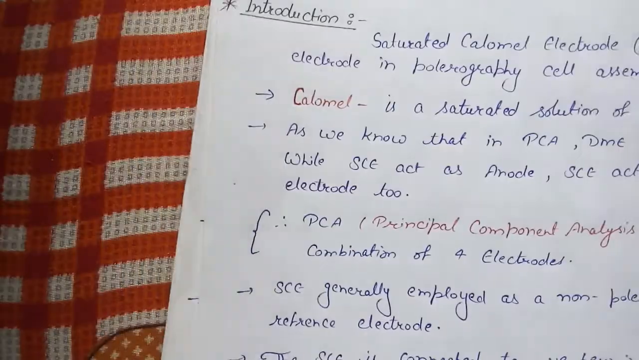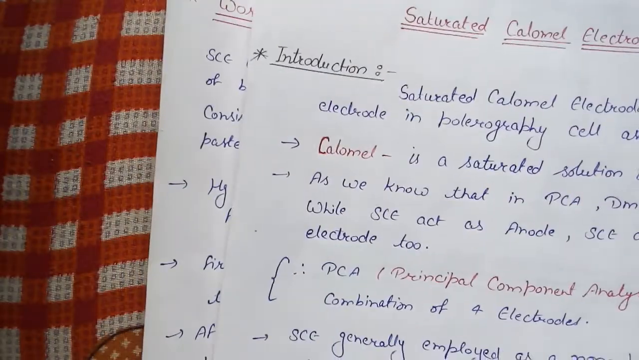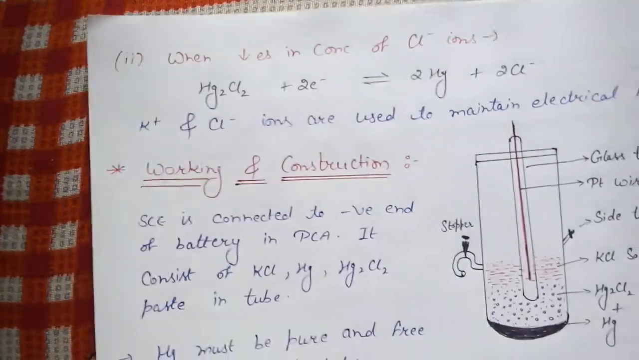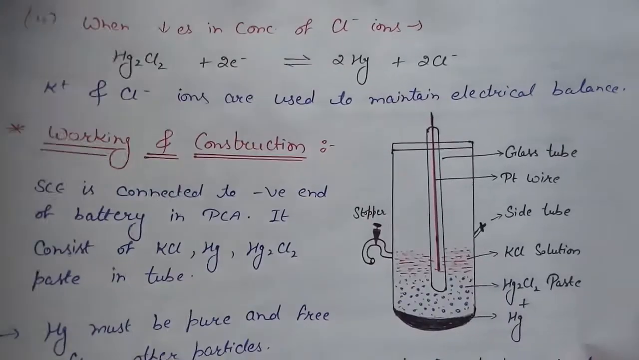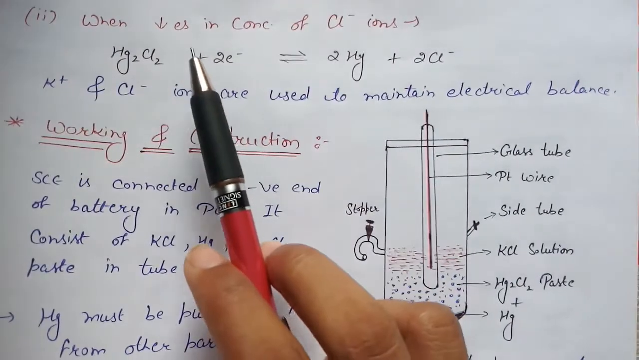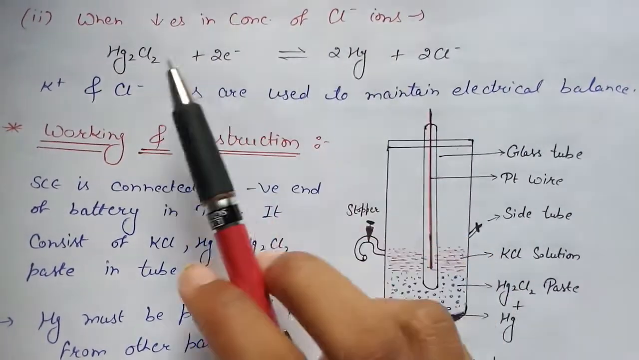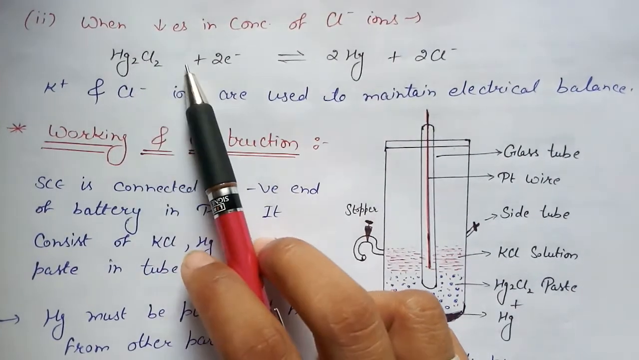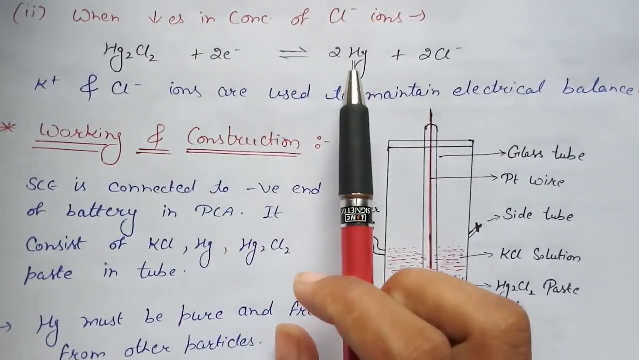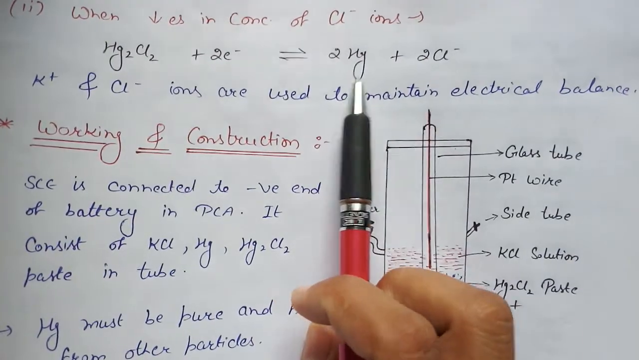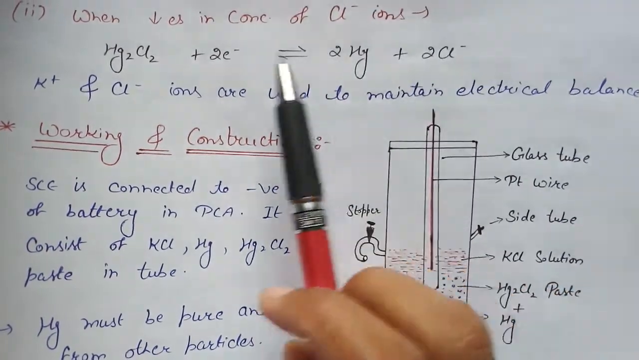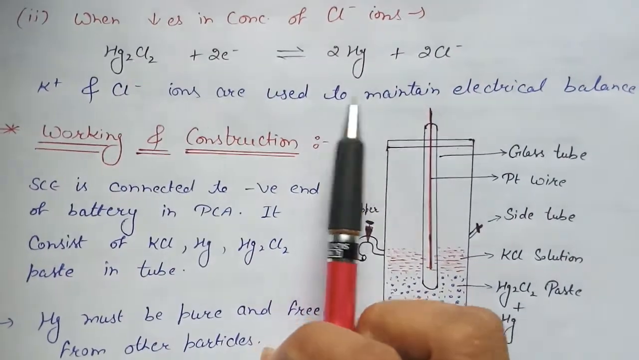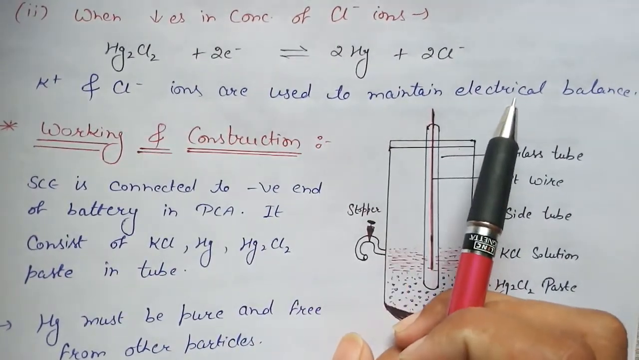So the second one is when there is a decrease in concentration of chloride ion. The reaction will be: mercurous chloride will consume 2 electrons and give you 2 mercury atoms and chloride ions. So potassium ion and chloride ion are used to maintain the electrical balance, right?